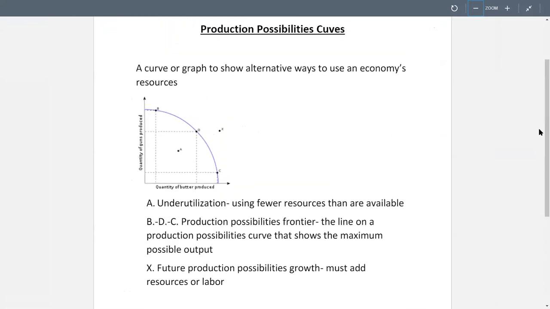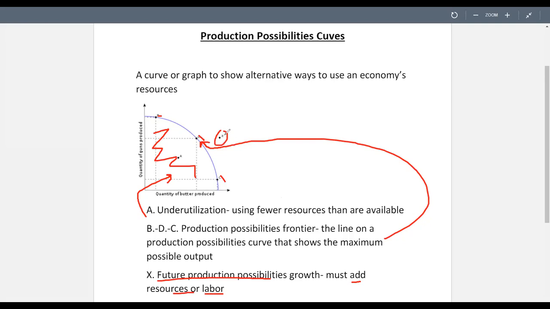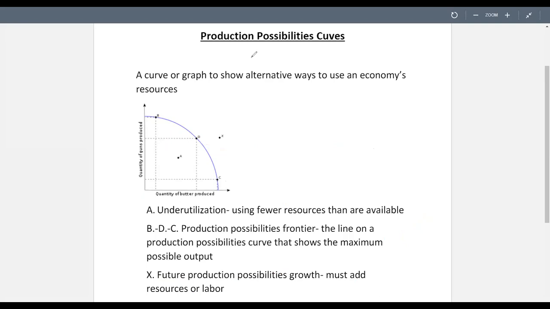So the area represented by point A is underutilization. This area here, the production possibilities curve represented by B, D, C, is an area of 100%. And the only way to get future production possibilities growth is we have to add resources, labor, money, technology improvements to get to point X. That's the only way we get to point X. Any questions on that?